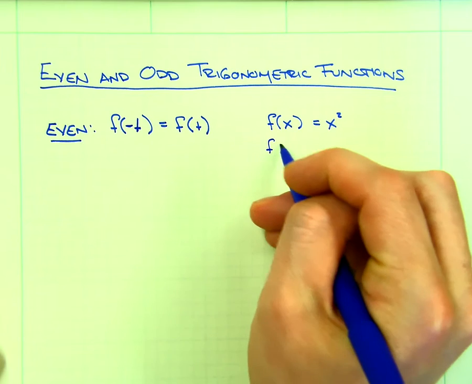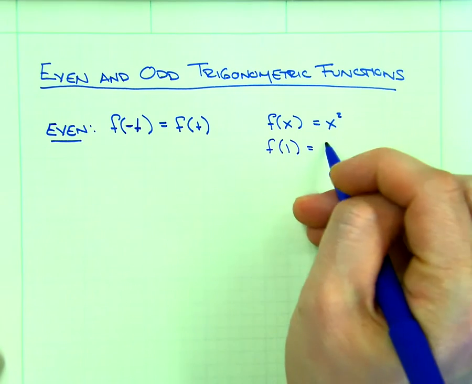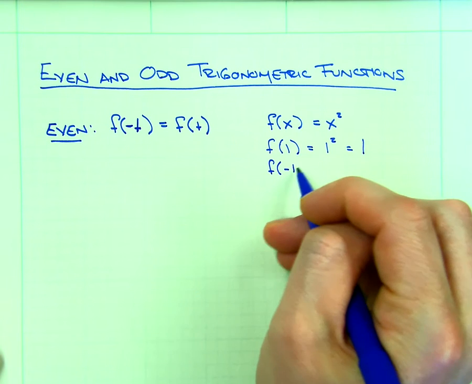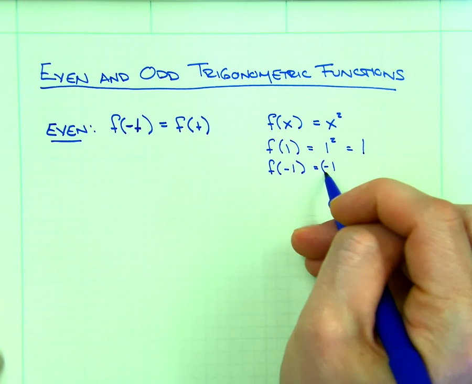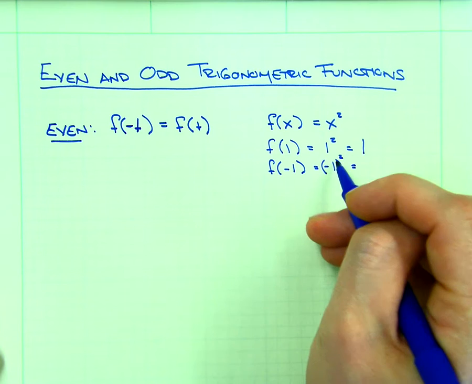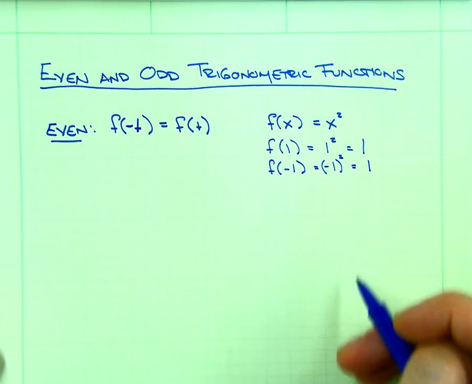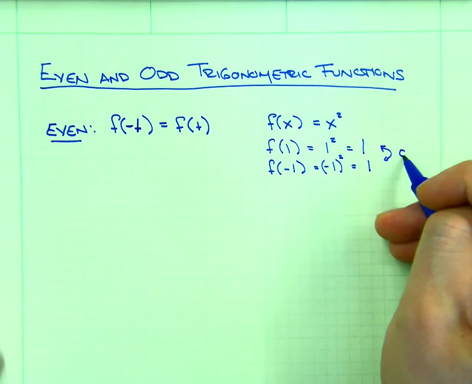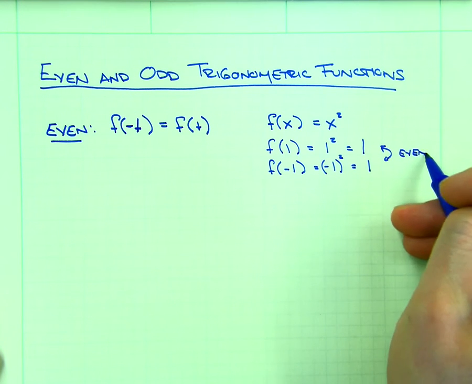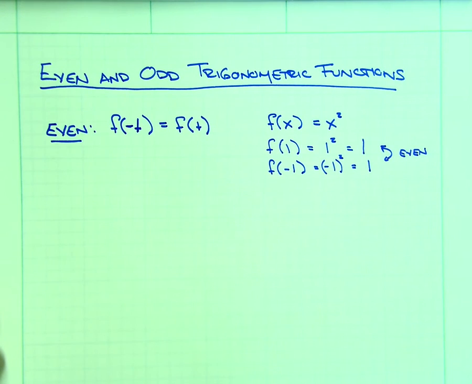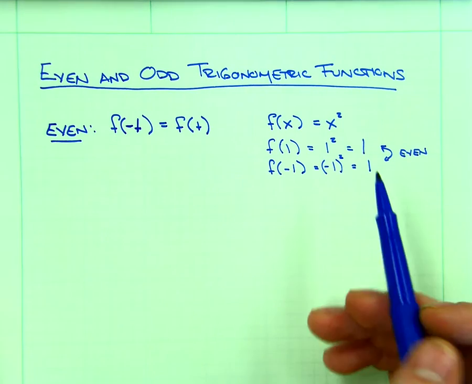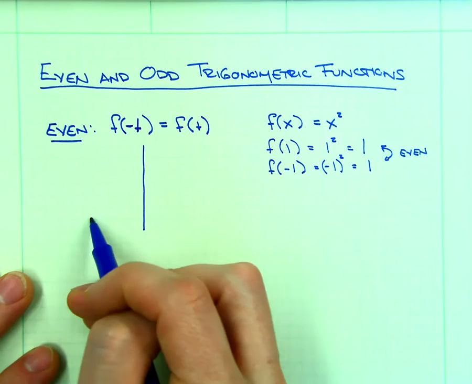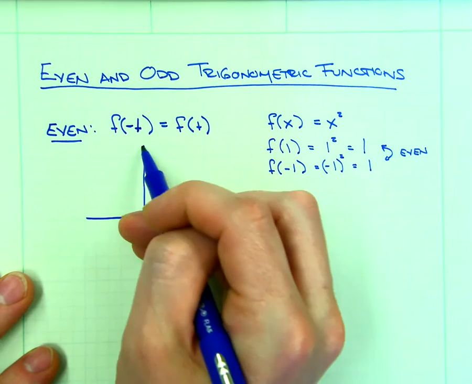So if I say f of 1, this is just going to be equal to 1 squared, which is going to be equal to 1. If I plug in negative 1, I'm going to get negative 1 squared. Negative 1 times negative 1 is also just going to be equal to 1. So these two things are equal. This tells me that it's an even function.